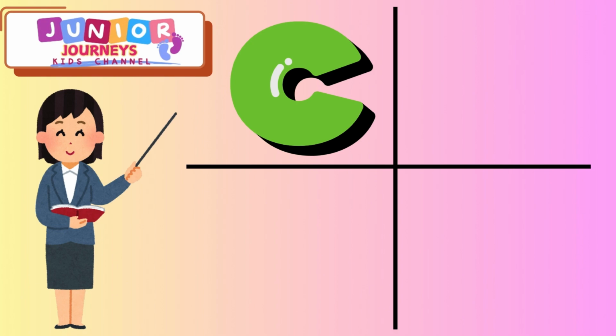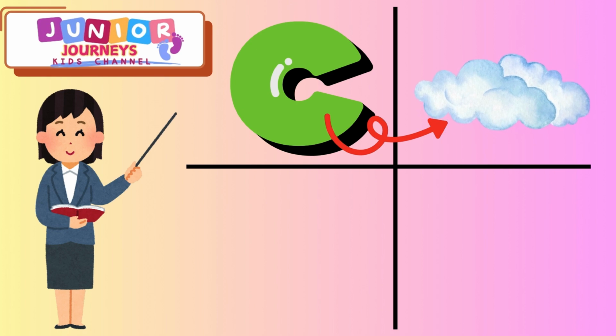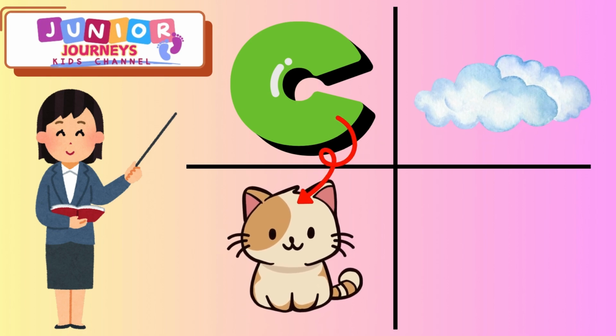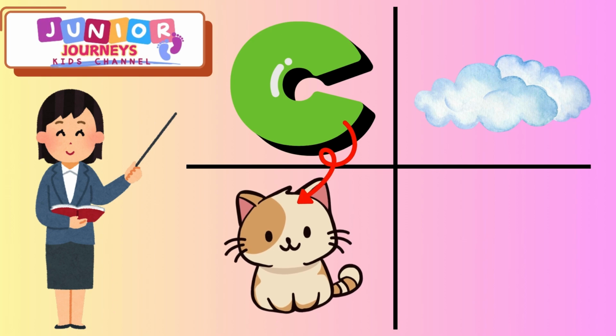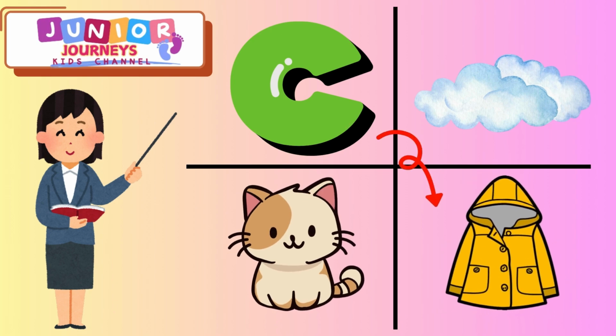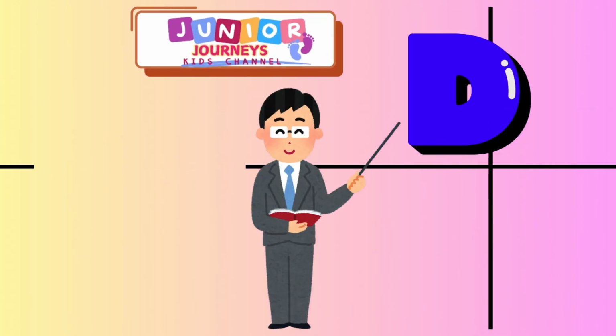Next letter is C. C. C is for cloud. Cloud. C is for cat. Cat. C is for coat. Coat.